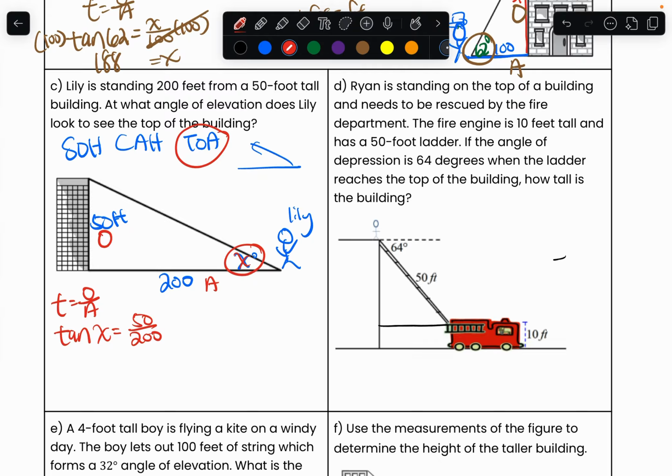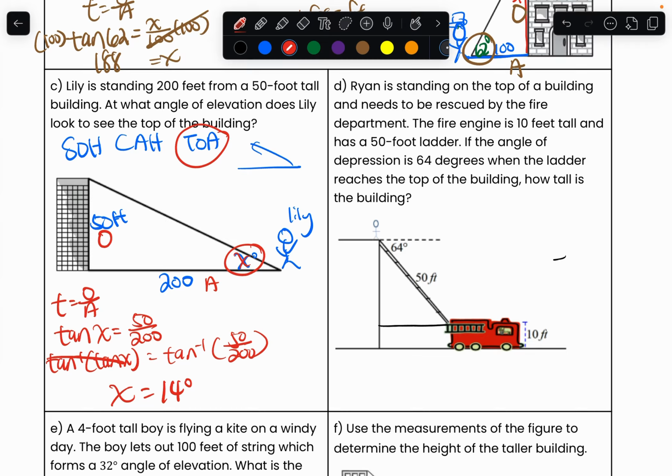Now, to cancel out my tangent so I only have the x left, I need to take tangent inverse on both sides. So I will do tangent inverse on both sides. This way, on the left side, this cancels out because tangent inverse and tangent is just like plus 2 or minus 2. When you do both, it cancels out to 0, which will just leave you with the x. On the other side, tangent inverse of 50 over 200, if you put it in a calculator, will give you 14 degrees. Okay, and that's going to be your answer to this question.